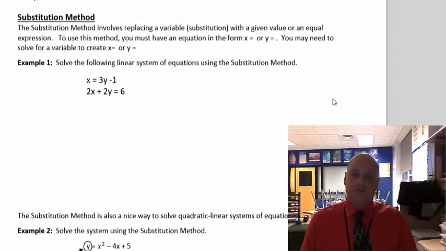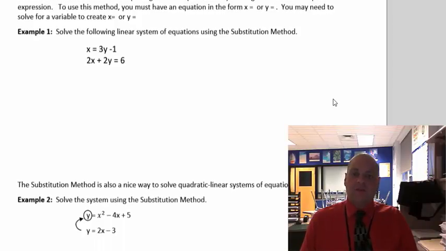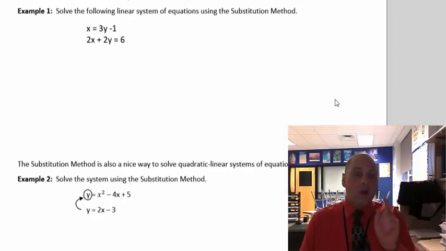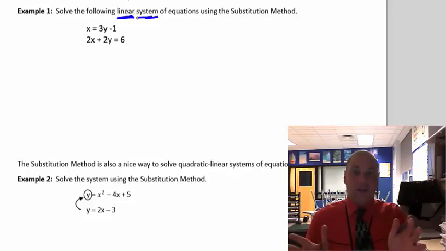So it's called the substitution method. And in the substitution method, you have to solve one of the equations for x or y. That means get x or y by itself. It's already done for us here. Now this is just a linear system. You're not going to see this on your exam this year. It's too easy. This is something you should have already known how to do. You're coming in knowing how to do this, but we're going to review it.